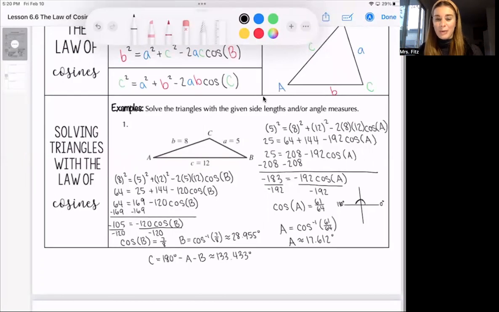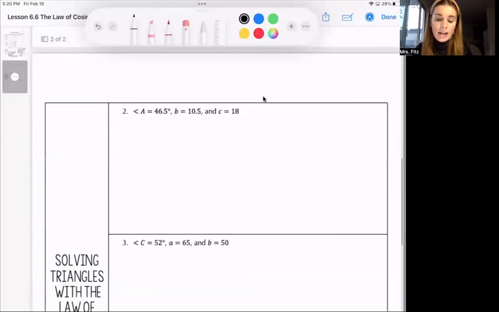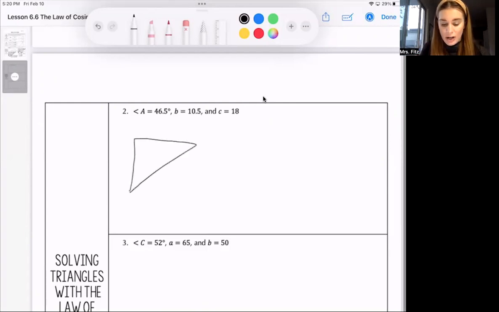Okay, so let's do one more example, and then I'm going to have you guys work on the remaining. So this one, we end up with a side angle side case. So let's go ahead and first, we always want to sketch the triangle if there isn't a diagram already given. So I'm going to draw out my triangle and label it A, B, C.